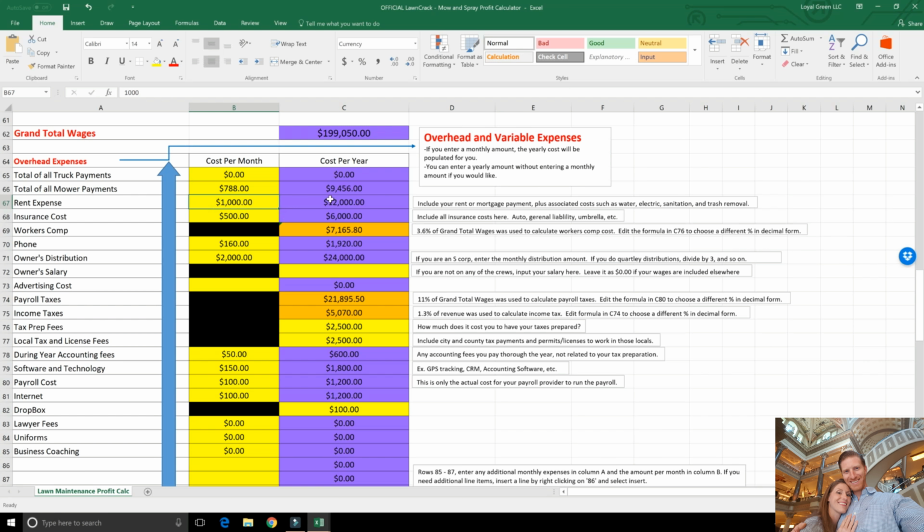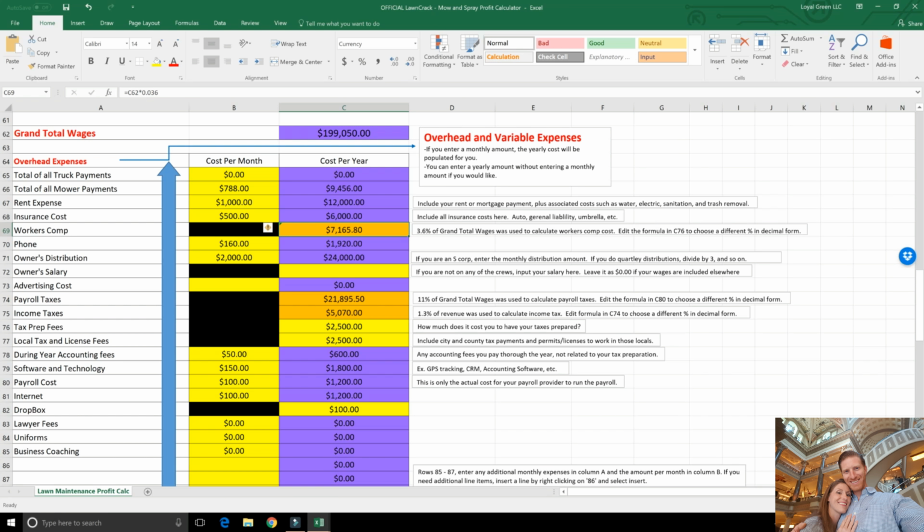Okay, so rent expense, like I said, that's actually my house payment. And yeah, okay, so insurance between the business, general liability, blah, blah, blah, all that, auto policies, we're about $6,000 a year. Like I said, these orange cells are populated, so I'm using 3.6% of grand total wages because that's what it averaged out from my 2016 numbers. So these orange cells were based off of my company's 2016 real numbers. So that's how I got this.